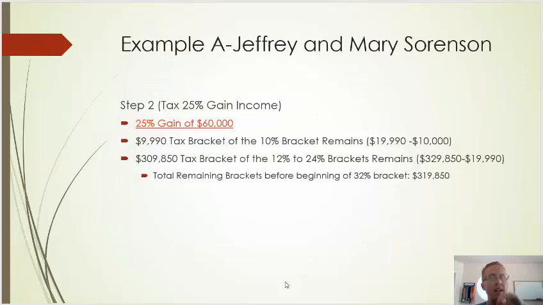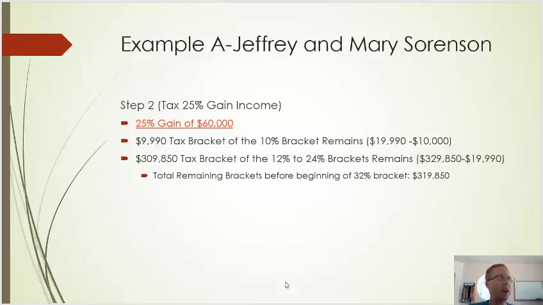And that's important because now I say, okay, I've got my base of 10,000 in my ordinary brackets. I'm now going to pour in the $60,000 of 25% gain. And when I do that, I'm going to tax that like it's ordinary income unless some dollar goes above the brackets that would go from 24 to 32%. So I have $9,990 left of the 10% bracket, which would leave me approximately what? $50,000 to tax at the 12% bracket if it was big enough.